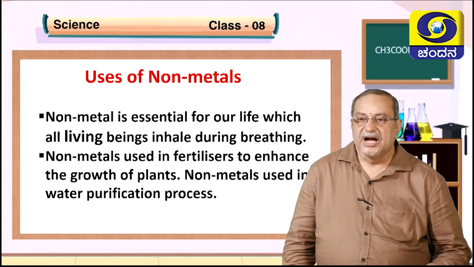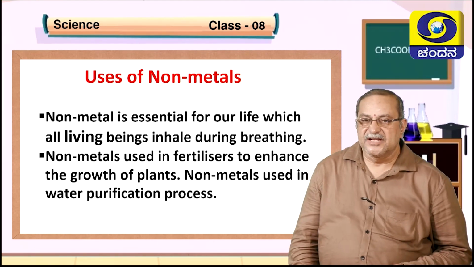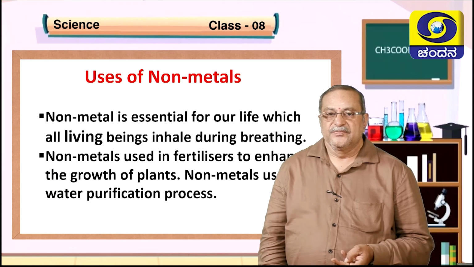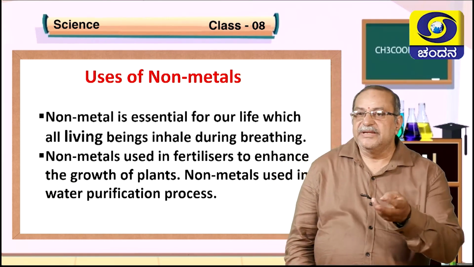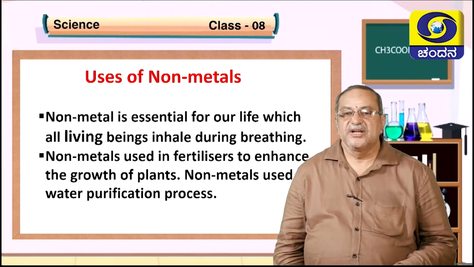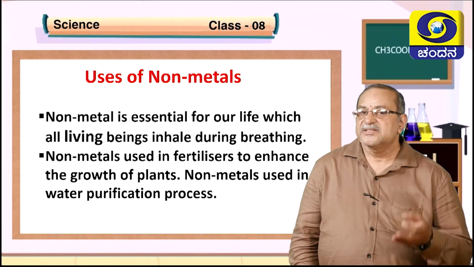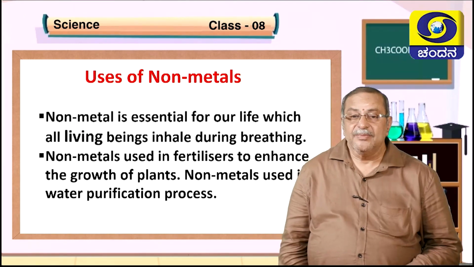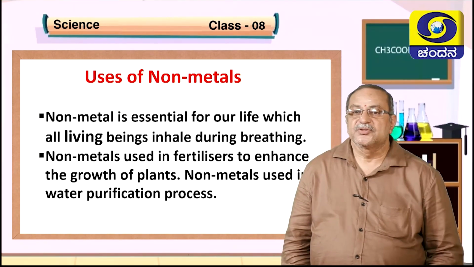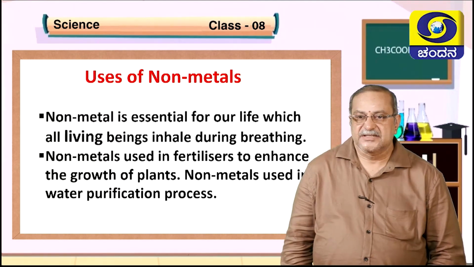Yes, urea, there is nitrogen, potassium, NPK, what we say, even phosphorus we are going to use. NPK means nitrogen, phosphorus, potassium. So these are all non-metals which are going to be used for the growth of the plants.